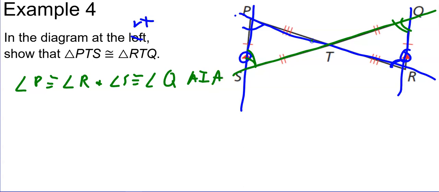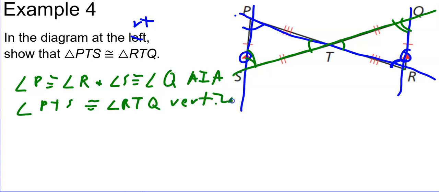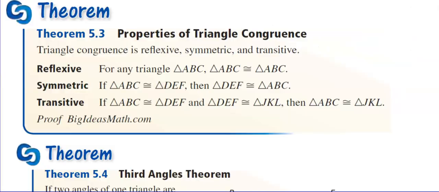We also know that these angles are vertical angles. So angle PTS is congruent to, now you want to be careful here, if we're starting at P, then R, you got to start over here with R. Angle RTQ, because they're vertical. Okay, so since all the parts line up and match up, we know these two triangles are congruent.